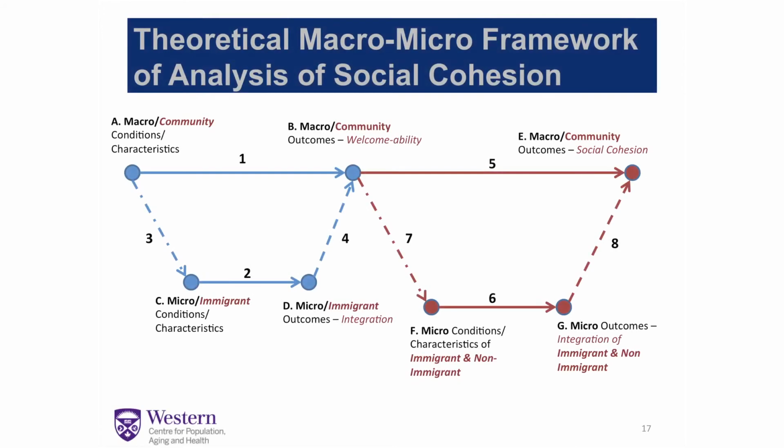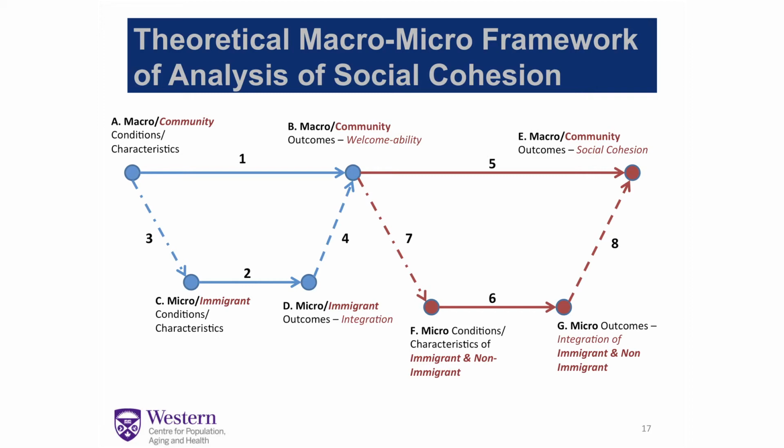Finally, immigration is seen and is often justified as making a contribution to the receiving society. Thus, integration of immigrants has to be seen in the context of a broader societal goal such as social cohesion. This framework could be expanded to bring into the picture not only immigrants, but also non-immigrants. Welcomeability could be a community characteristic that contributes to social cohesion. That's arrow 5. The micro-level conditions or characteristics now include both immigrants and non-immigrants. Look at arrow 6. And the bridge, arrow 7, represents the assumption that welcomeability benefits not only newcomers, but also the settled individuals in the communities.